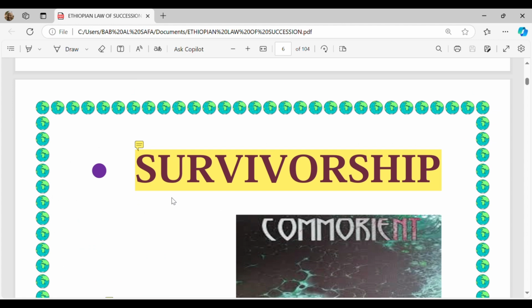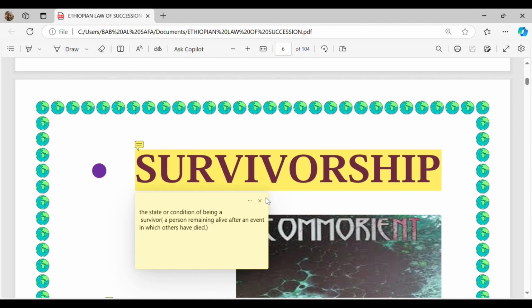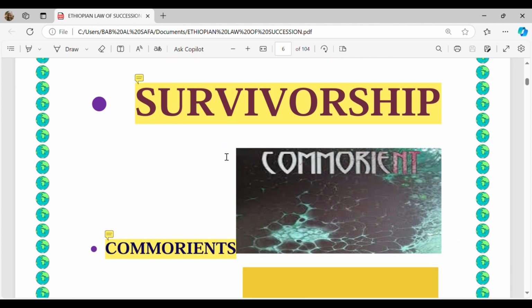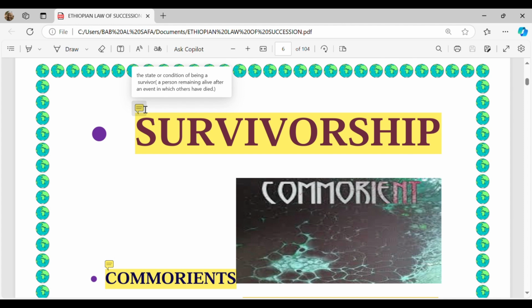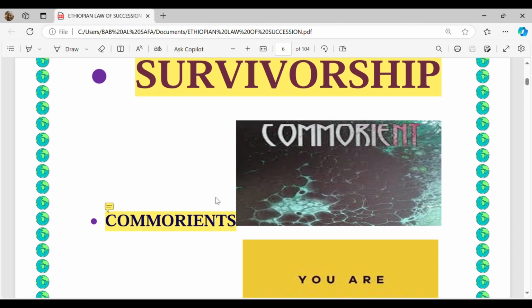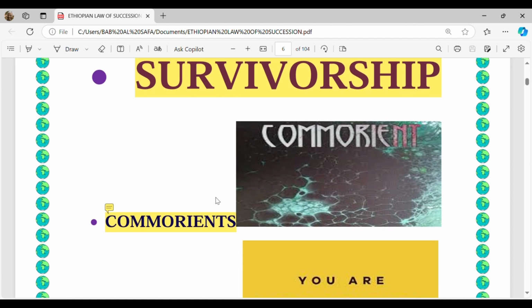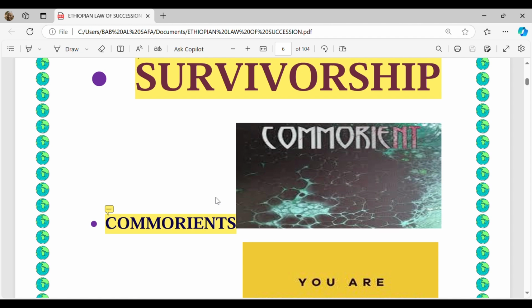The other important concept that everyone must know is survivorship. What does it mean by survivorship? This means the condition of being a survivor. A survivor is a person remaining alive after an event in which others have died. So survivorship means the condition of being alive after the death of the other.